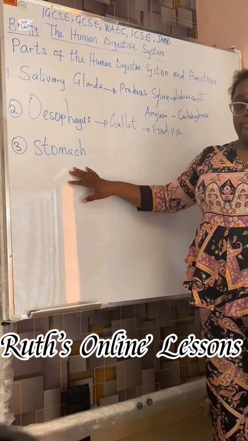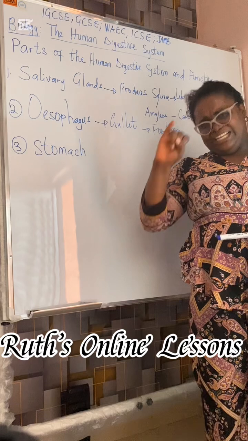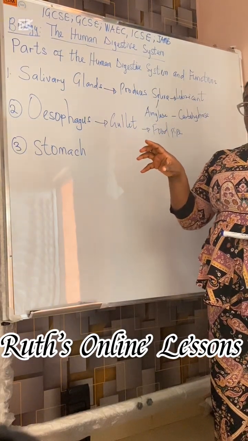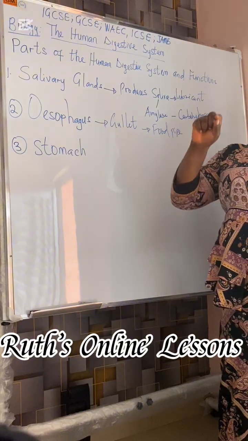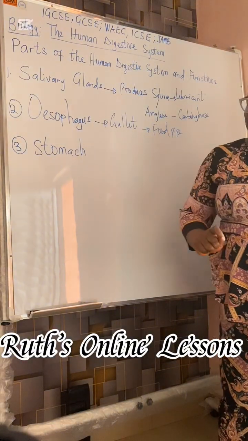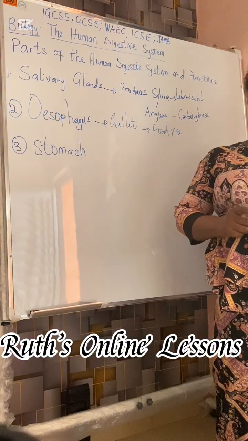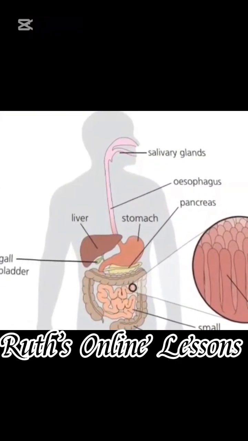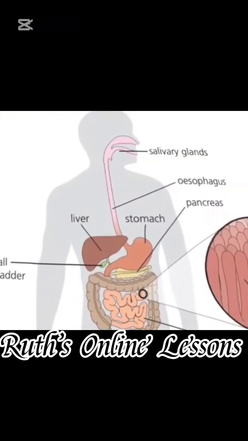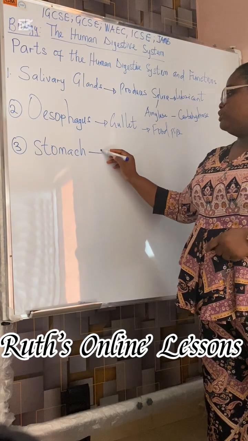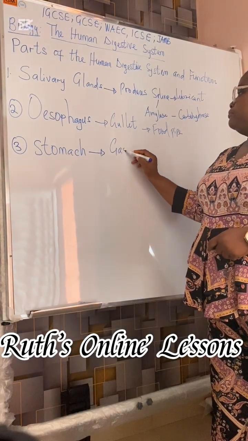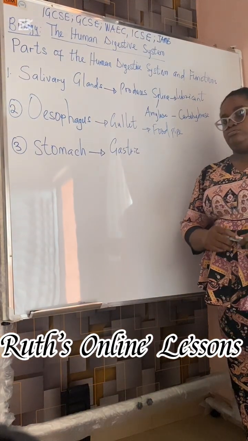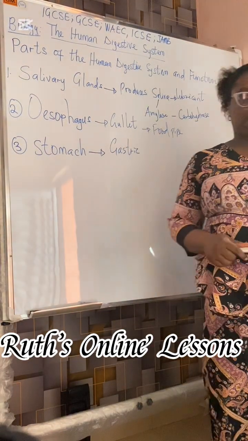The stomach is shaped like the letter J. Look at the picture again. I'm going to display that picture again. Look at the third part of the human digestive system. The stomach is what I want to talk about. And I said we call it what? Gastric. That's what it is called. Latin, gastrum. That is it.